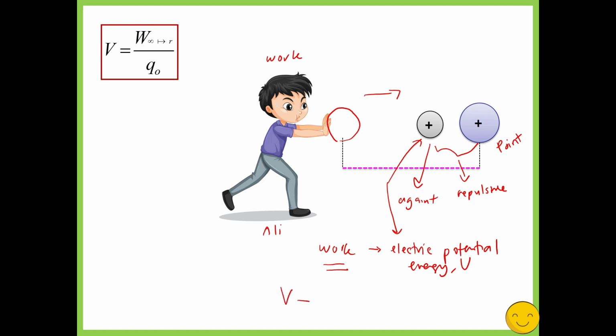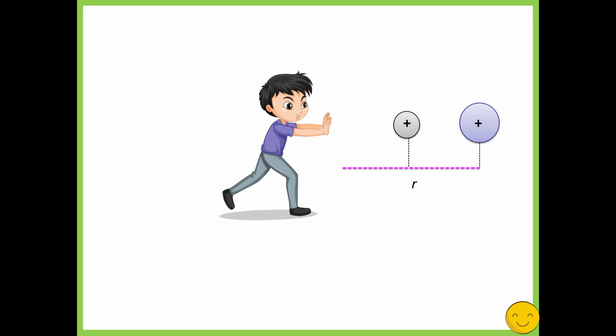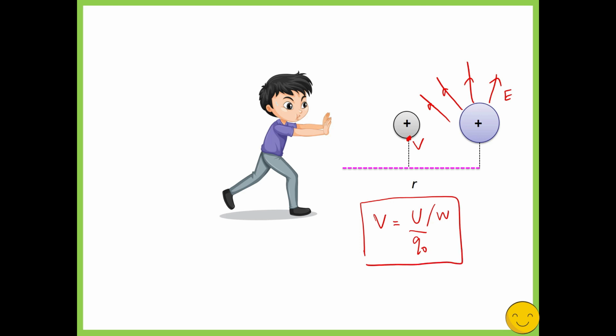When Ali is doing work, he is actually working against electric potential energy. Electric potential is defined as the electric potential energy at a point in an electric field. In explanation, if we want to know the value of the electric potential at this point, as this point is in the region of the electric field of this point charge, the electric potential at this point tells us the amount of electric potential energy, which is equal to the work done by Ali per unit test charge at this point. So that is the meaning of electric potential.